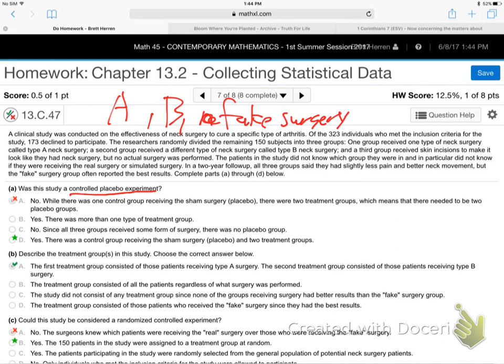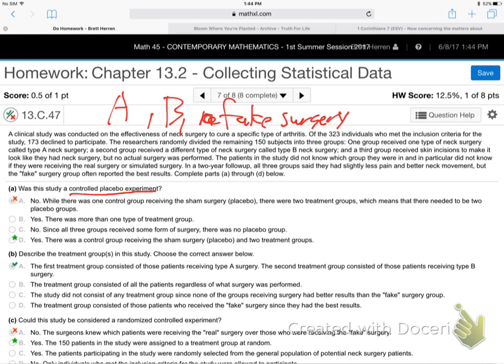B, describe the treatment group. So those who receive treatment. That would be the first surgery group who got type A and the second who got type B. They got treatment of some kind. They got something real, not just fake. A and B.